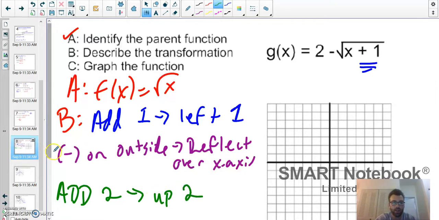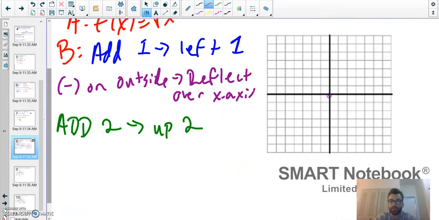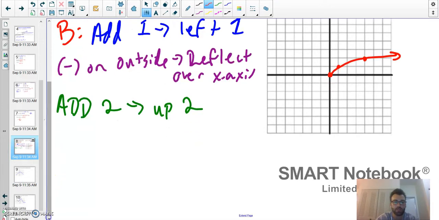Okay, so what I like to do here is graph my original function. I know my parent function has the points 0, 0, 1, 1, 4, 2, and also 9, 3, but that's enough points for now. So my original points are these.